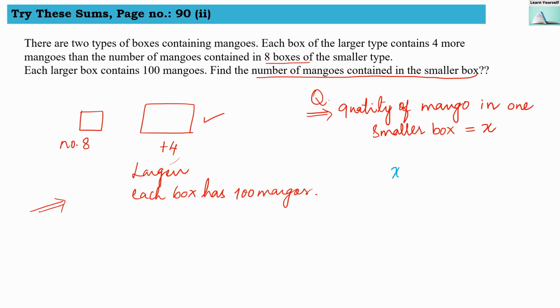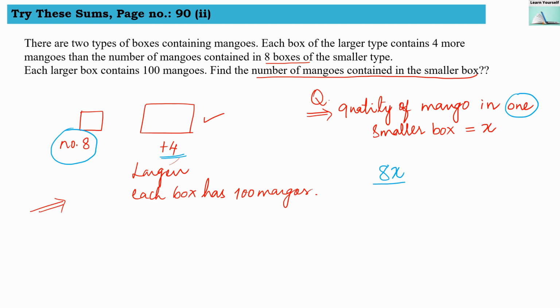So we already have x, that x number of mangoes are there in one box. Now one smaller box has x number of mangoes. Now how many smaller boxes are there? 8 smaller boxes are there. So here I am going to multiply with 8. So this is the quantity of mangoes in all the smaller boxes. Now what all things are remaining? One larger box, 4 more mangoes are there, and each box has 100 mangoes.